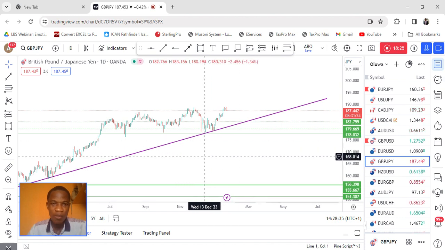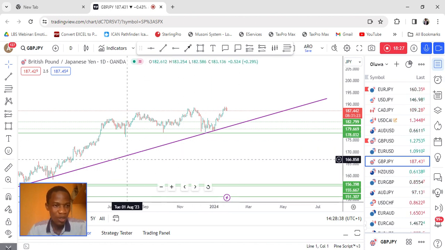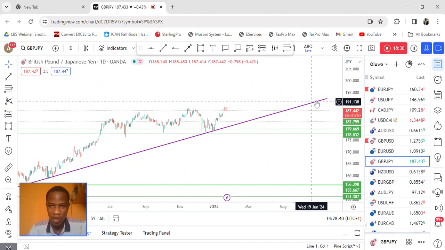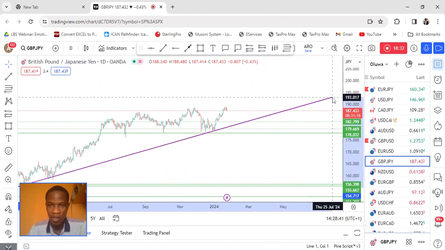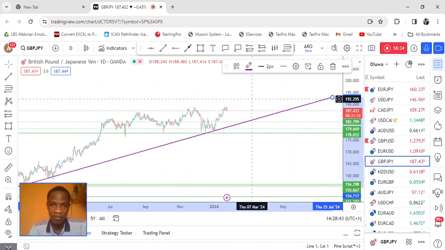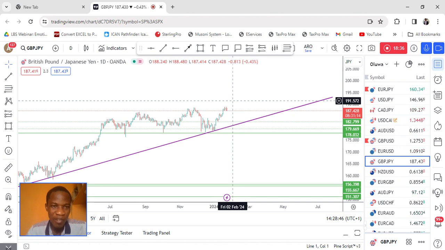So if you cannot answer the question, you are not fit to trade because you are going to lose your money. That means you are gambling. So you have to identify the current trend of the market you are trading.